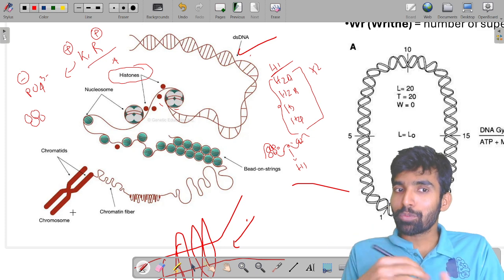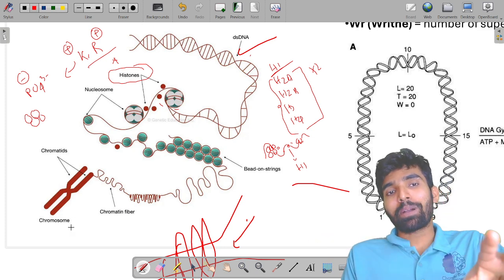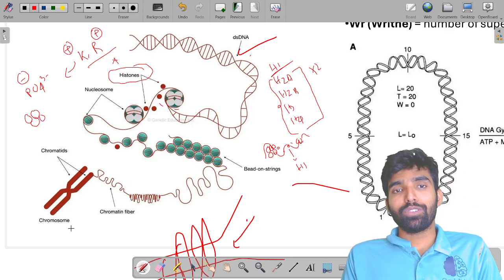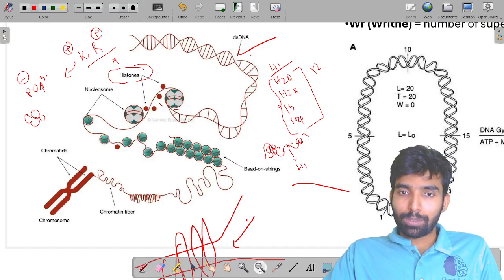So what is a chromosome? A chromosome is nothing but the compacted version of DNA, and this compaction is happening because of the histone, because the histone has positively charged amino acids, right? Okay, so now we will focus on the linking number.